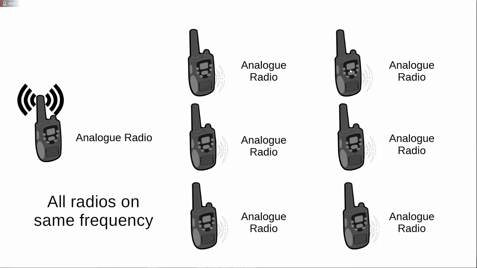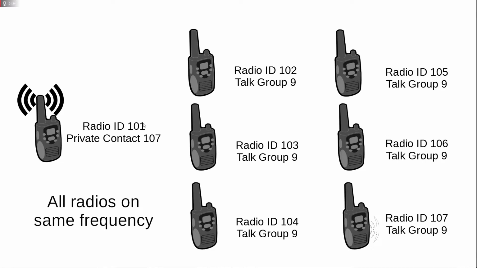With analog, you would expect that if all the radios were on the same frequency and you key the mic on one analog radio, that all the other analog radios will hear you. Now, in the world of digital mobile radio, DMR, the behavior is slightly different.